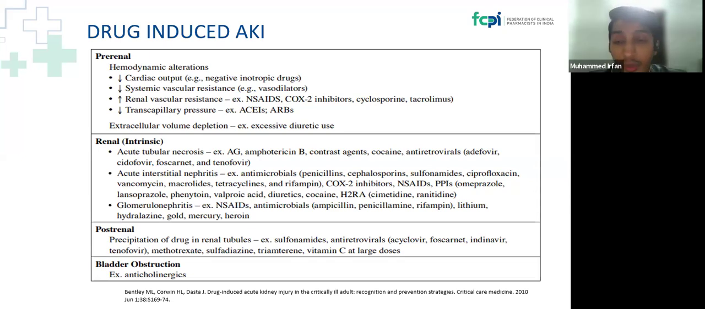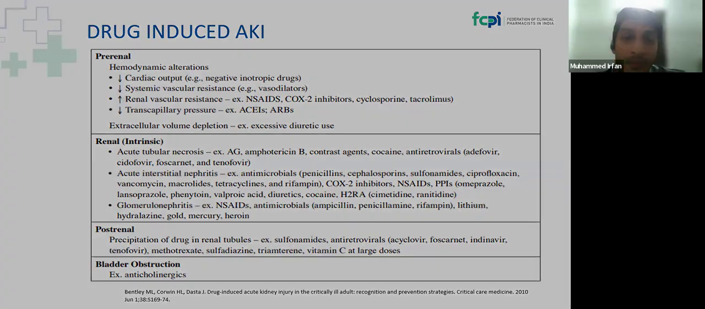And the next one is the post-renal category. It is also precipitation of drugs in the renal tubules, like sulfonamides, methotrexate, sulfadiazine, and vitamin C in larger doses, that is toxic doses. And the last one is bladder obstruction, which is mainly caused by anticholinergics.